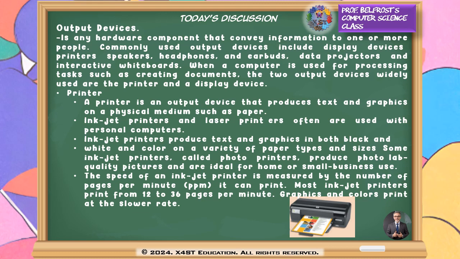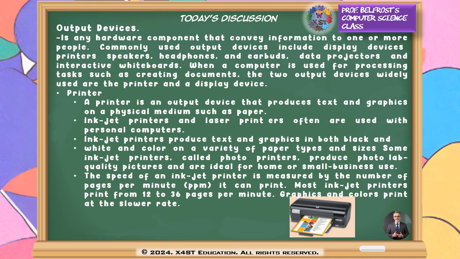Okay, now we go to output devices. An output device is just any hardware component that conveys information to one or more people. Most of the time, the devices we use in our life are display device, printer, speaker, headphone, earbuds, data projector, interactive whiteboard. But most of the time we will just use two of them, printer and display device.